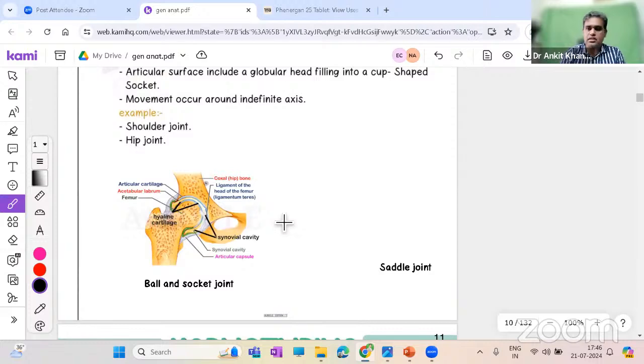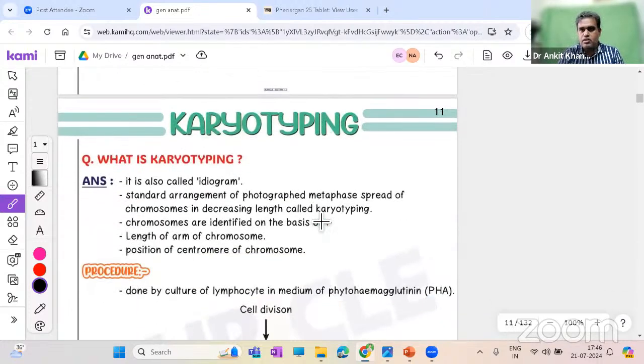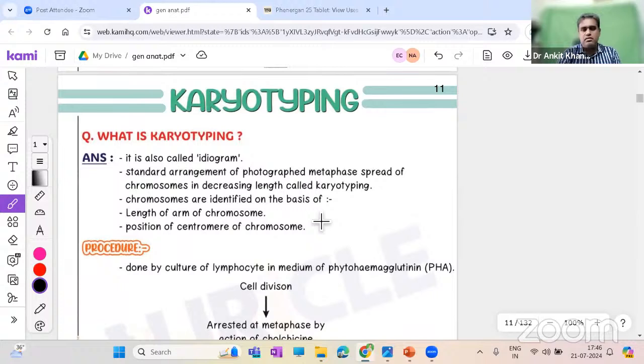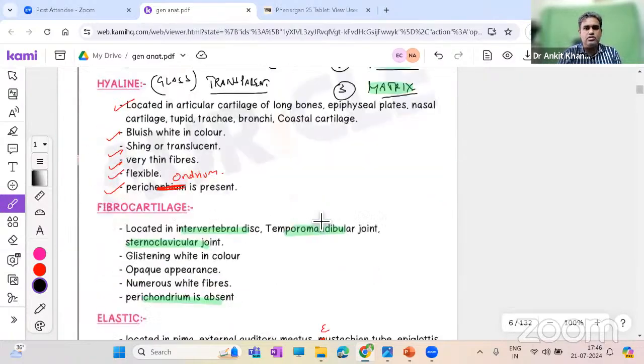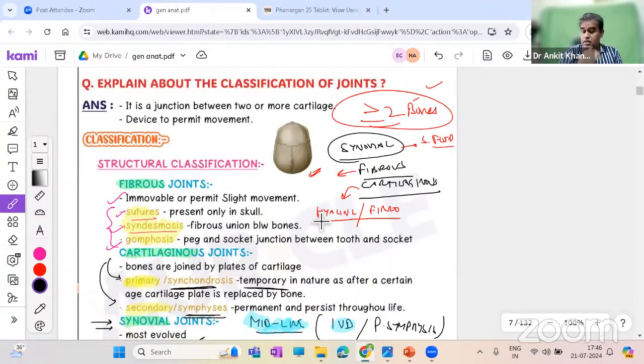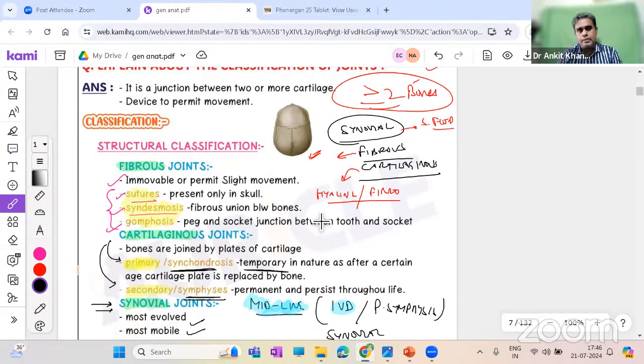A very important question comes from it. Then let us see about karyotyping, a bit of genetics as well. But before moving to this, let me again tell you, joints as a topic is very important. You should know how to classify the joints: fibrous, cartilaginous, and synovial. In cartilaginous, remember, we have two varieties more, primary and secondary cartilaginous. Then at least one example is obviously the bare minimum.